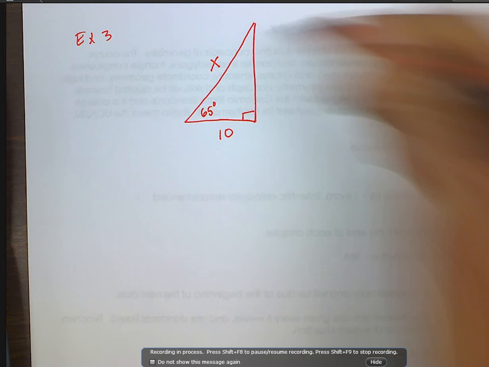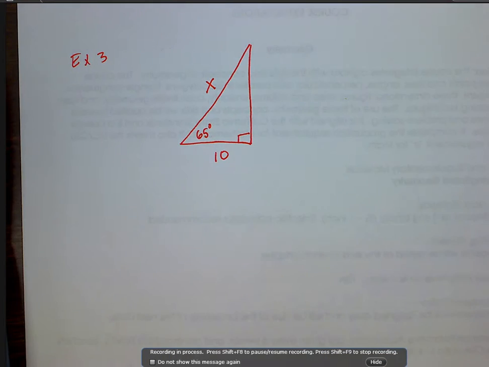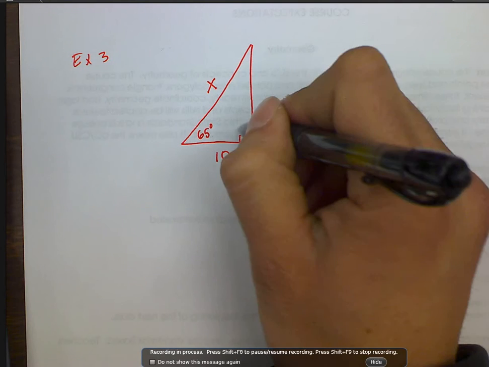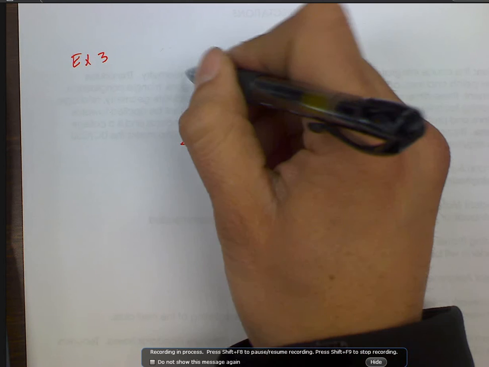Let's label our triangle first. Remember, always label. That one is across my right angle, so that is going to be named the hypotenuse.